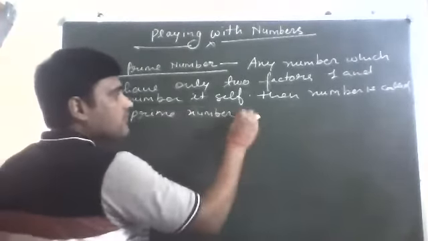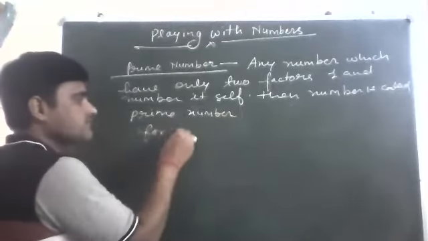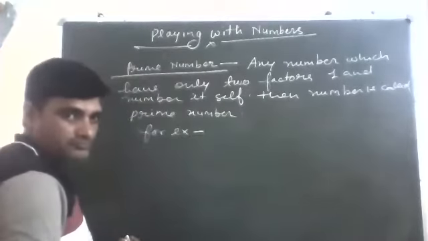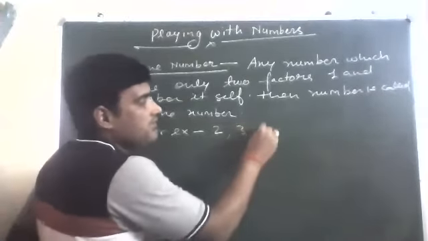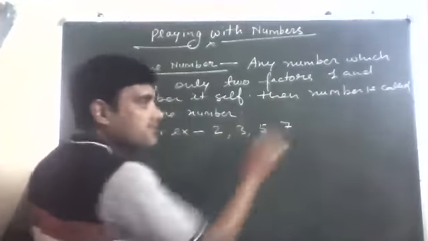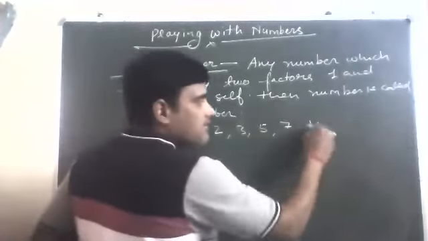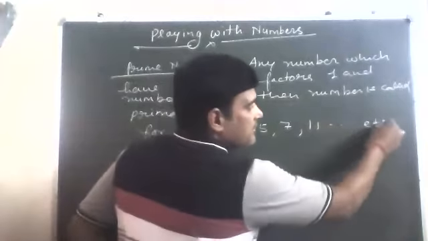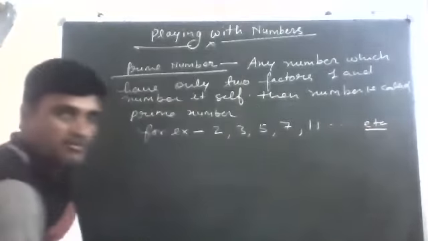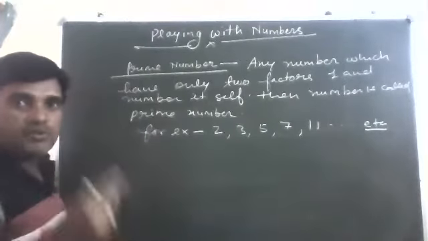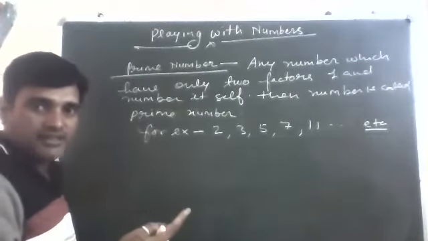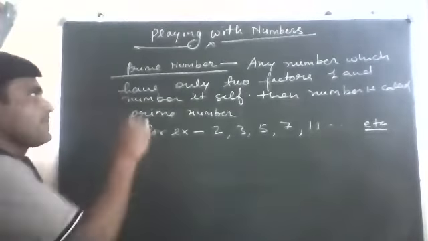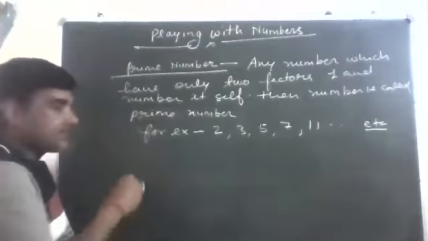Okay. For example, 2, 3, 5, 7, 11, etc. These numbers are prime numbers because they have only two factors, one and the number itself. Understand? Now we define composite number.